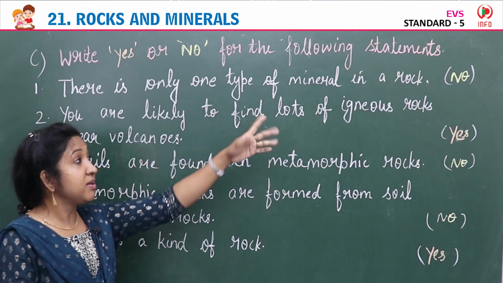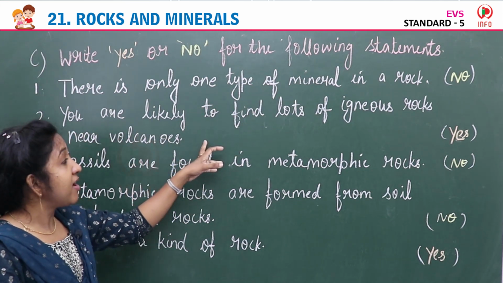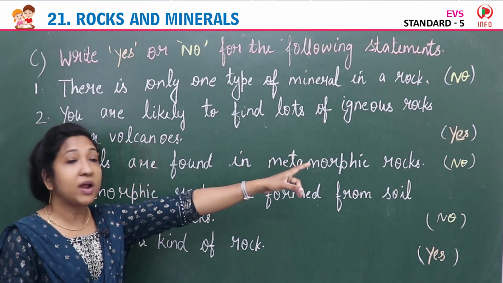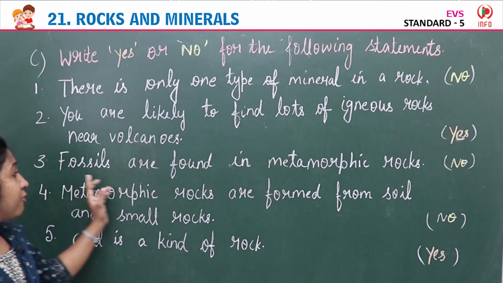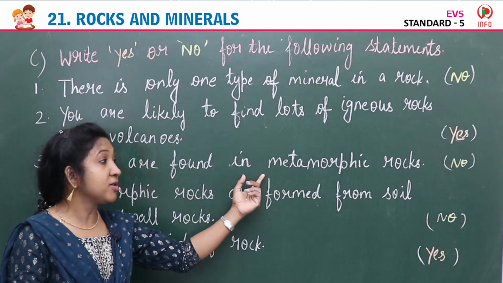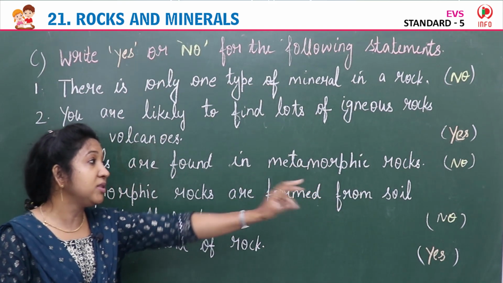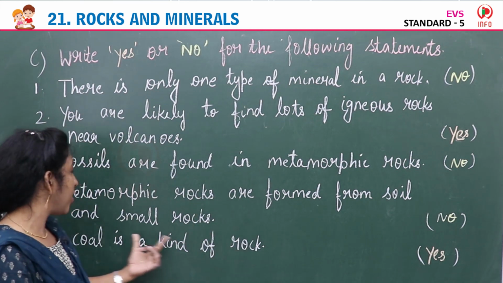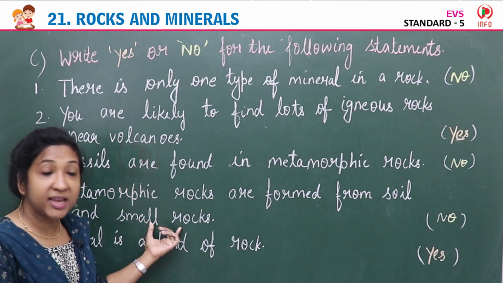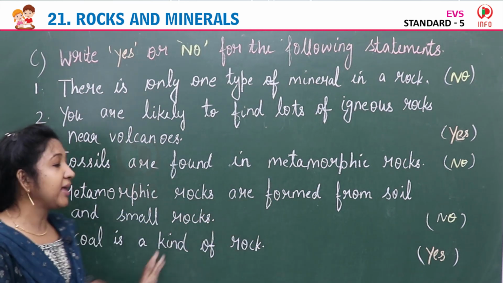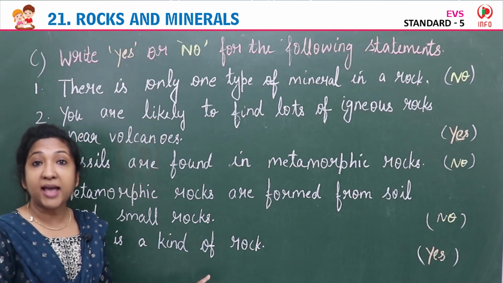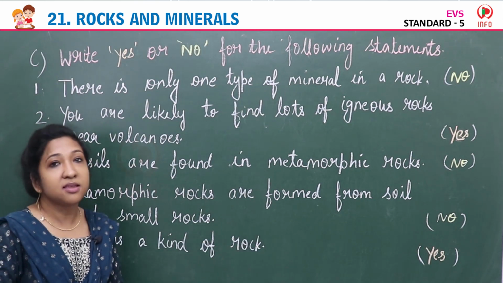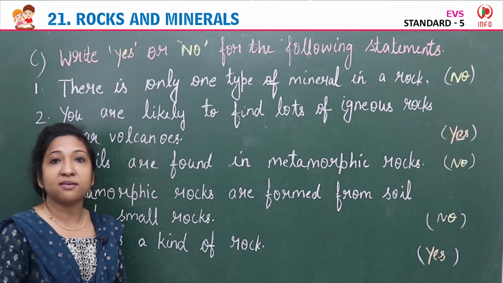So the first one, there is only one type of mineral in a rock, is a wrong statement, so no. Second, you are likely to find lots of igneous rocks near volcanoes. It is a correct statement, so write yes in the brackets. Third, fossils are found in metamorphic rocks, is a wrong statement, so write no in the brackets. Fourth, metamorphic rocks are formed from soil and small rock, is a wrong statement, so write no in the brackets. And last one, coal is a kind of rock. It is a true statement, so write yes in the brackets. Okay.